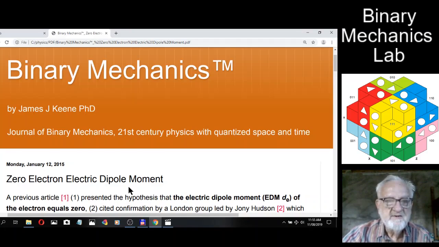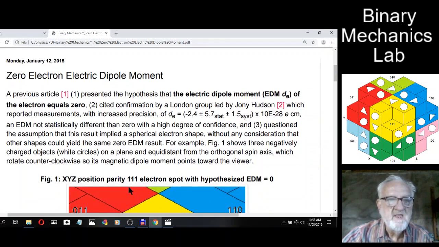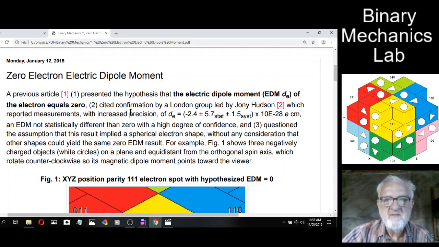Now let's look at the paper Zero Electron Dipole Moment in the Journal of Binary Mechanics in 2015. A previous article, published in 2011, first presented the hypothesis that the electric dipole moment, EDM, of the electron equals zero. Second, it cited confirmation by a London group led by Joni Hudson, which reported measurements with increased precision of the electric dipole moment, an EDM not statistically different from zero with a high degree of confidence. And third, that 2011 article questioned the assumption that this result implied a spherical electron shape, without any consideration that other shapes could yield the same zero EDM result.